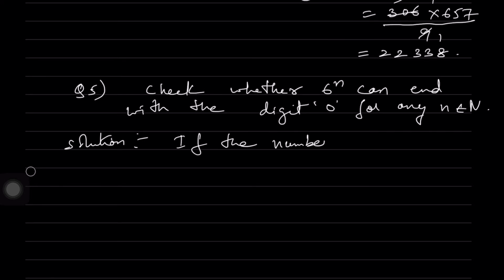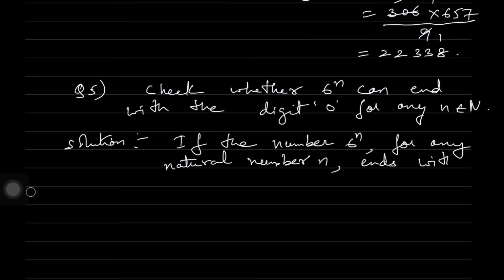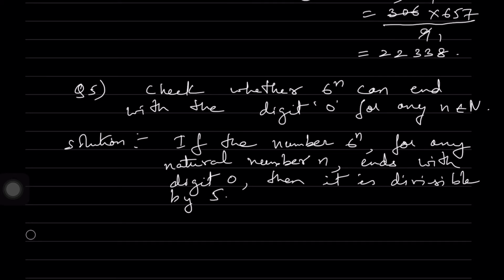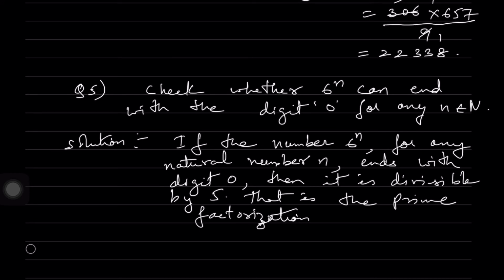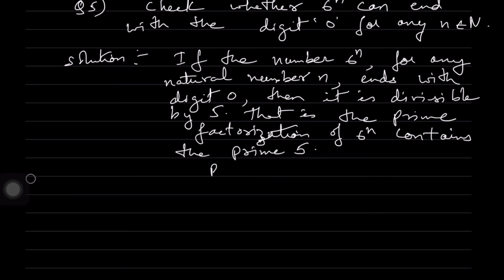Solution: if the number 6 to the power of n, for any natural number n, ends with digit 0, then it should be divisible by 5. That is, the prime factorization of 6 to the power of n contains the prime number 5. Because if it is ending with 0, it should definitely be divisible by 5. So the prime factorization of 6 to the power of n should contain at least one prime 5.